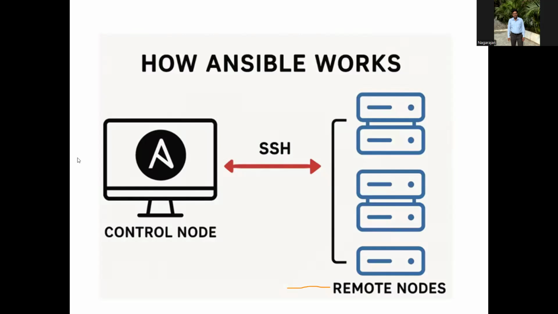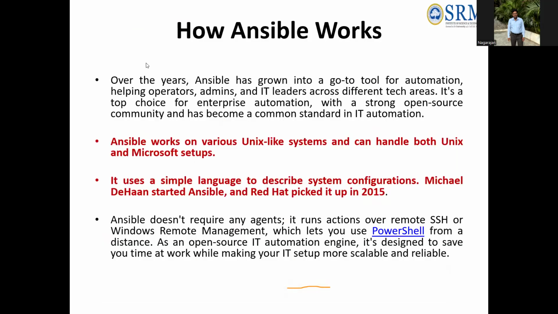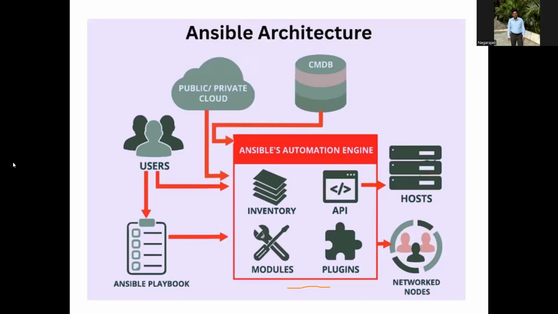So this is the general architecture of how Ansible works. It consists of a control node, followed by SSH, followed by the remote nodes. Coming to how it works and supports practical tasks, it can easily work with Linux systems, and it can also handle both Microsoft setups and Unix. Apart from this, it always uses a very simple language that is helpful to describe system configurations. And this is the architecture.